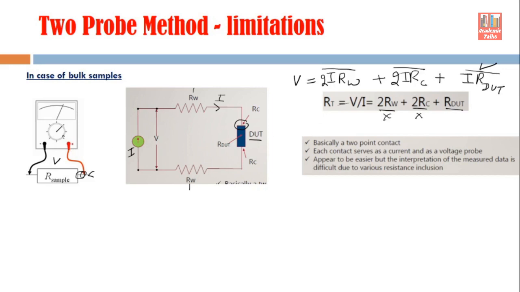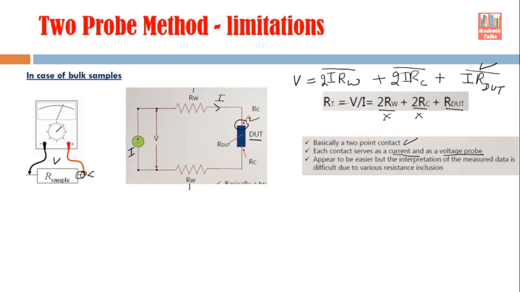So basically this is the 2 contact method, as I told you. It has basically 2 point contacts, and each contact serves as a current and as a voltage probe. For example, the same contact that serves as the current probe, meaning current is supplied to this device under test through this probe, is also used to measure the voltage. You can see here the voltmeter is connected here. The voltage measurement is done by the same pair of contacts, and the same pair of contacts is used to insert the current into the system.